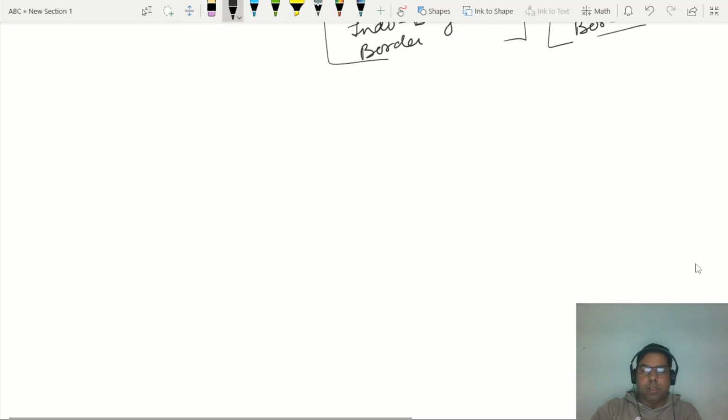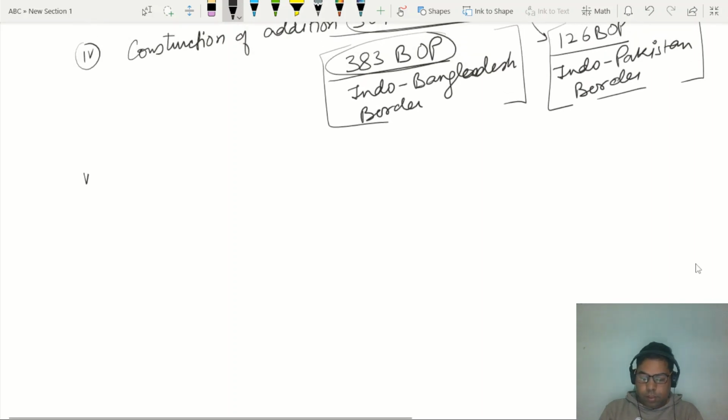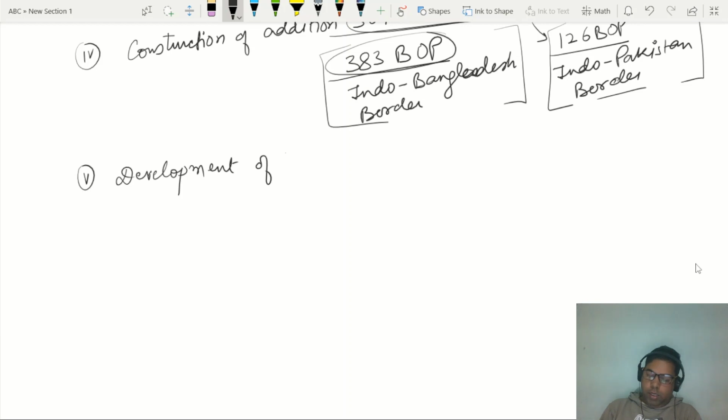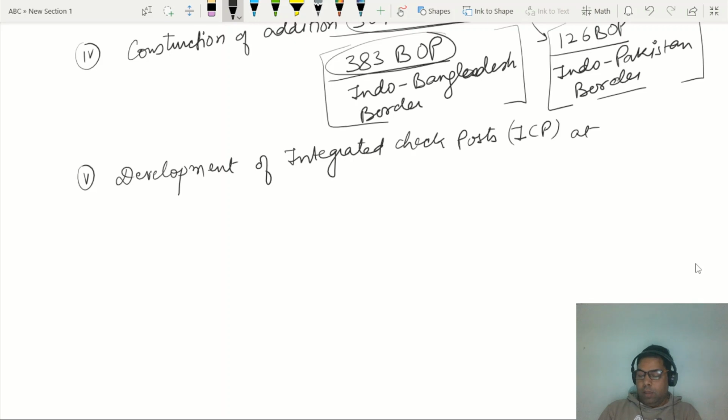Then another, number 5 initiative, is the development of integrated check posts, or ICP as we call it, at various locations on the international border.